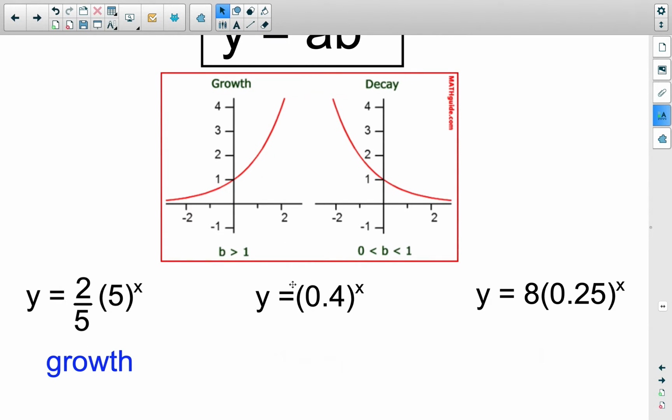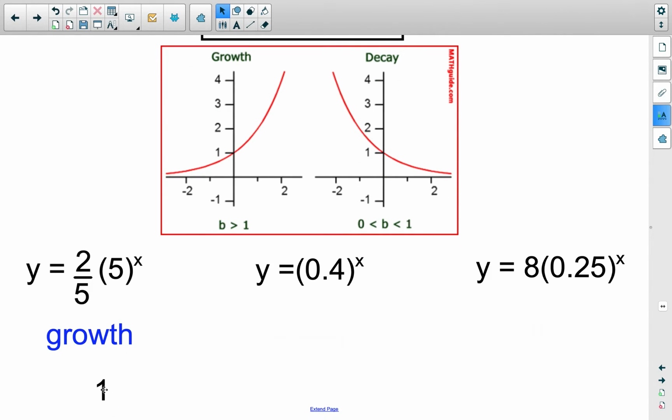The second one here, be careful, your a here is a 1. There's like an imaginary 1 out front here that you won't probably ever see, right? And then your base, which is your rate, is 0.4. Since that's less than 1, that's going to be a decay. So that's in between 0 and 1, looks something like this.